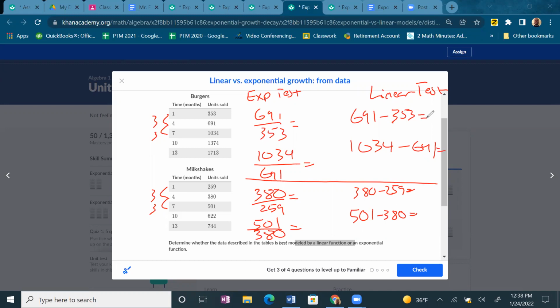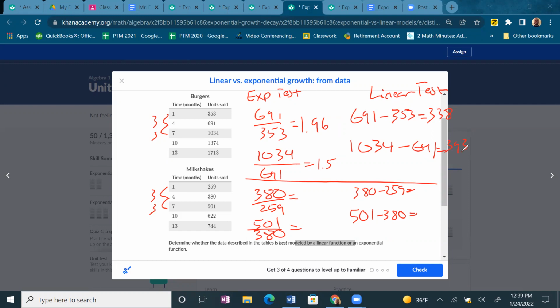Okay, so I'm going to do my division here. 691 divided by 353, 1.96. I'm rounding a little bit. 1034 divided by 691. 1.4, well, it's really like 1.5. Okay, 691 minus 353, 338. And then 1034 minus 641, 393.